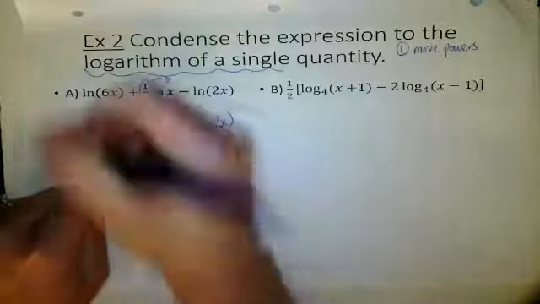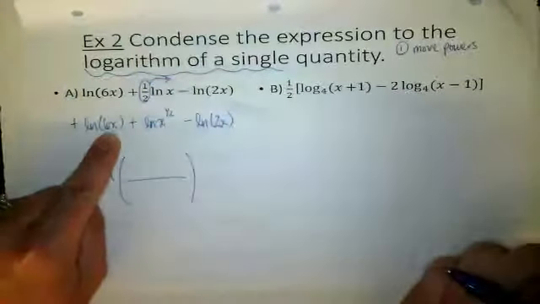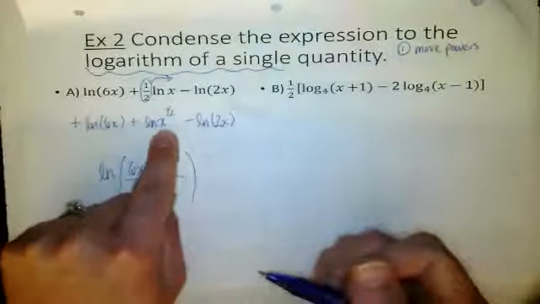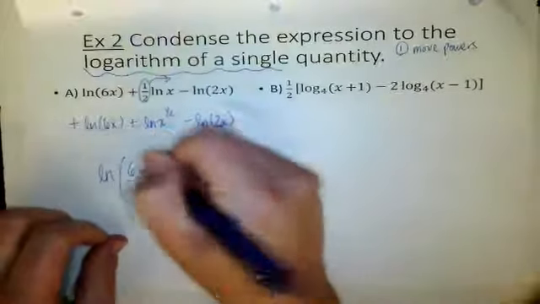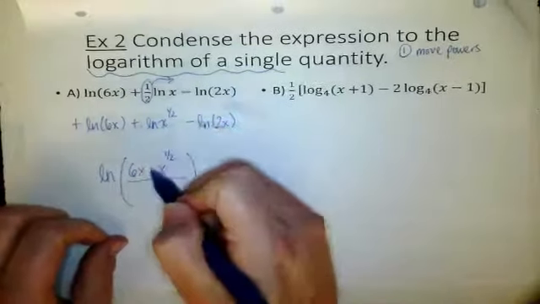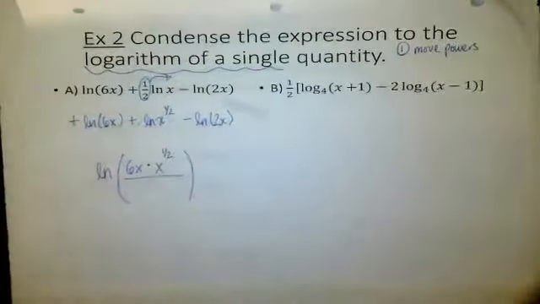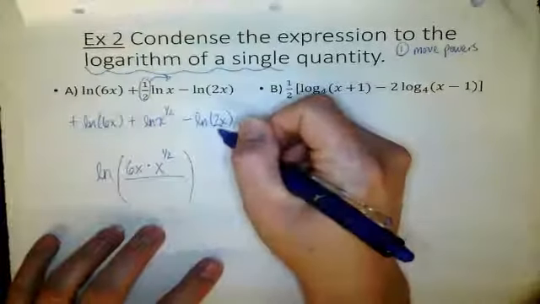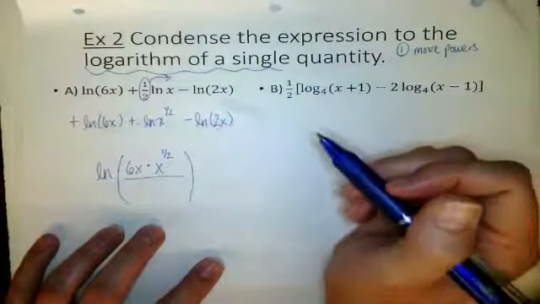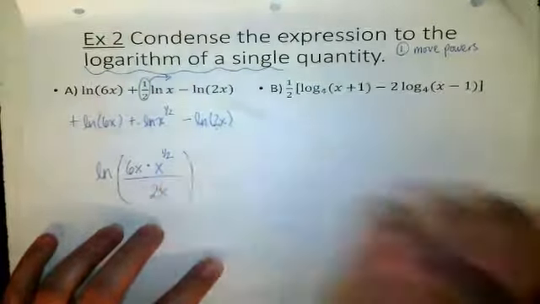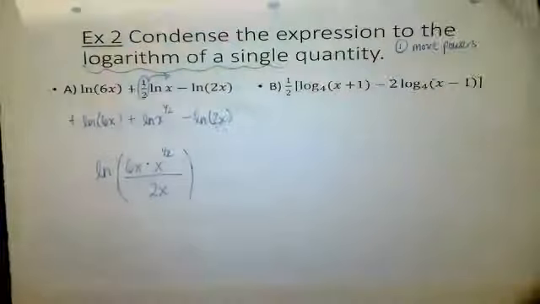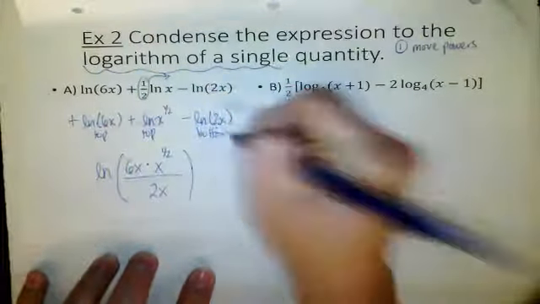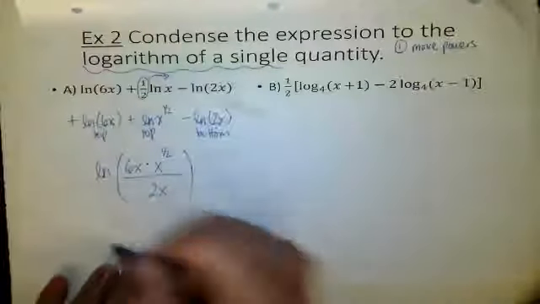So the 6x has a positive in front. Does it go on the top or bottom? Top. The x to the 1/2 has a positive in front. Does it go on top or bottom? Top. You'll notice there's no more pluses. This is the product. There shouldn't be any pluses or minuses anymore. And then the 2x has a negative in front. So where does it go? The bottom. Top, top, bottom.